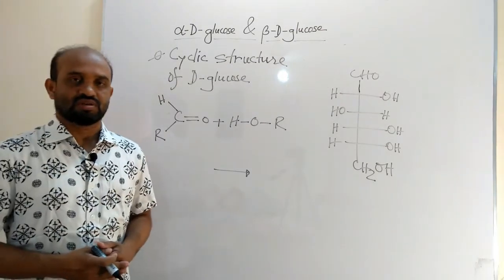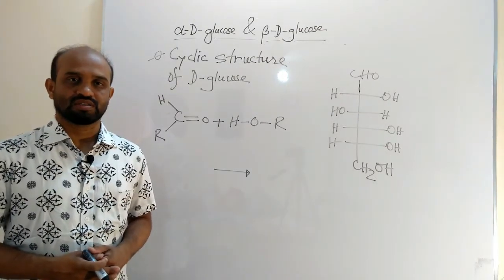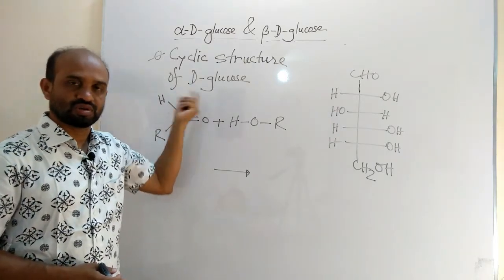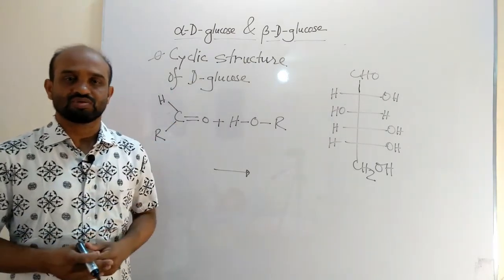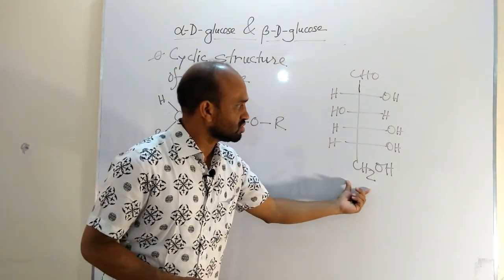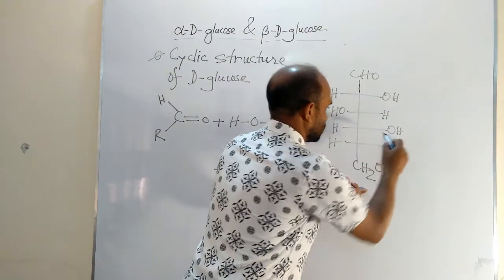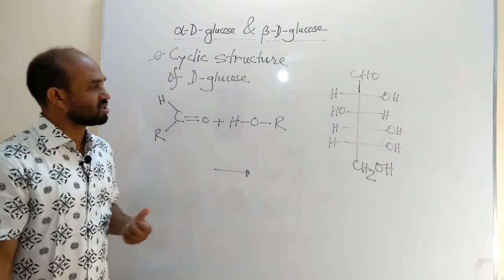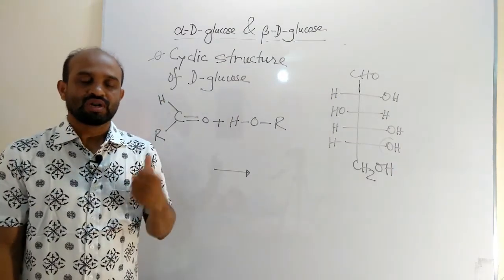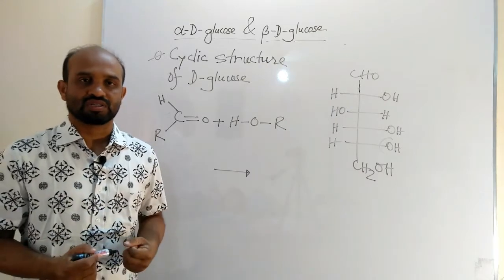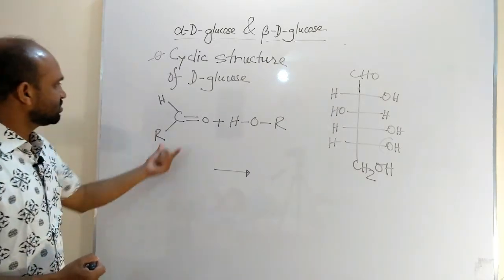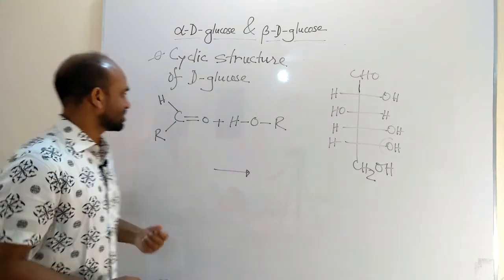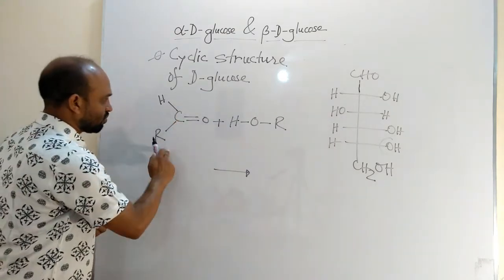My students, now we will try to learn the cyclic structure of D-glucose. Now our dealing is only with D-glucose, not L-glucose. So before going to the cyclic structure of D-glucose, one established and very common reaction we have to see is the reaction between a carbonyl compound and alcohol. Let's see the reaction. This is a carbonyl compound.